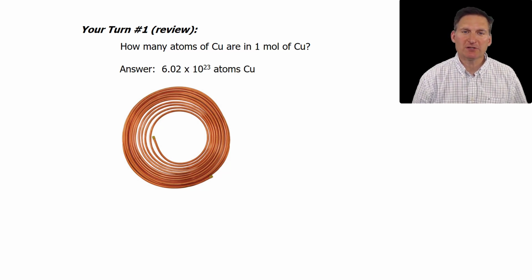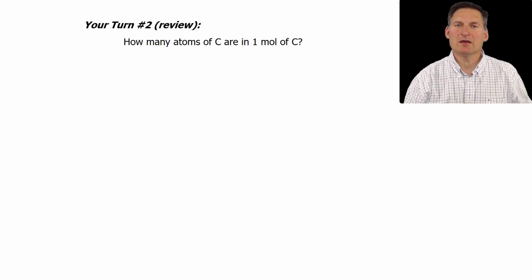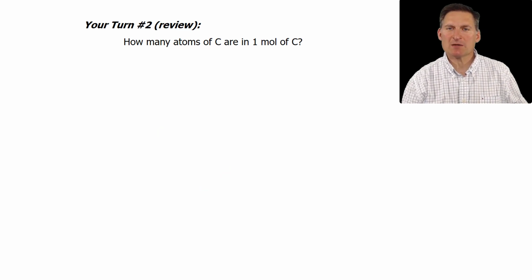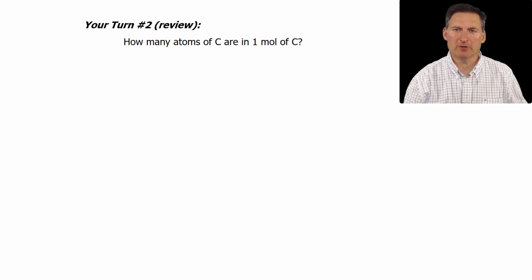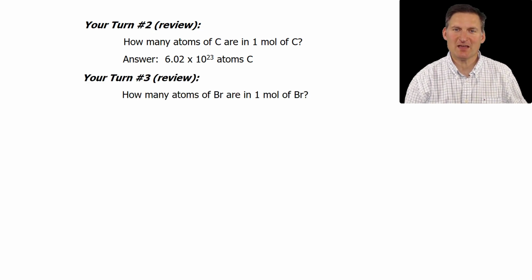One mole of copper is 6.02 times 10 to the 23rd atoms of copper. Next question. How many atoms of carbon are in 1 mole of carbon? Stop the video now. 6.02 times 10 to the 23rd atoms of carbon equals 1 mole of carbon. Same question for 1 mole of bromine. Stop the video and provide your answer.